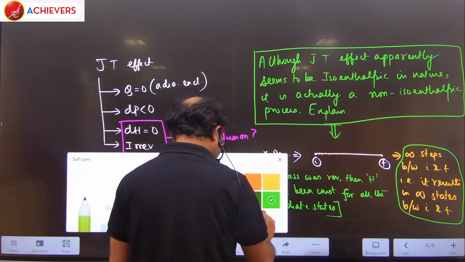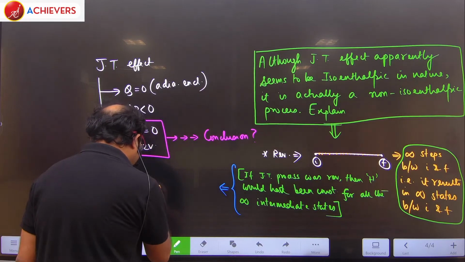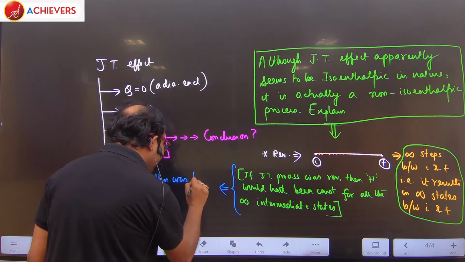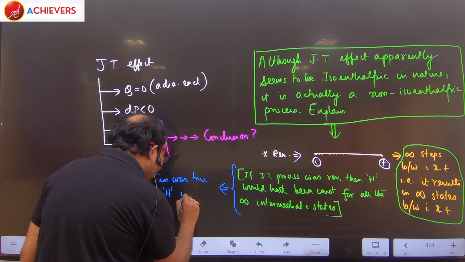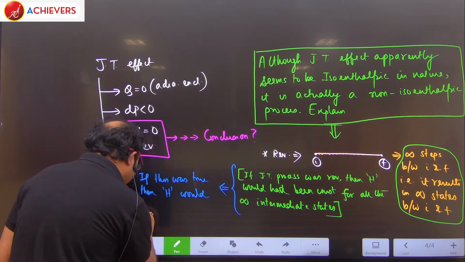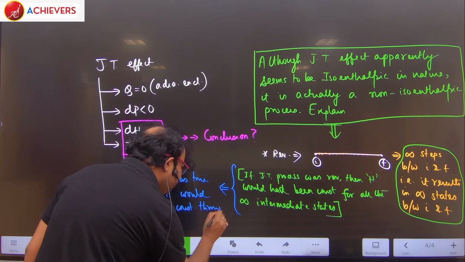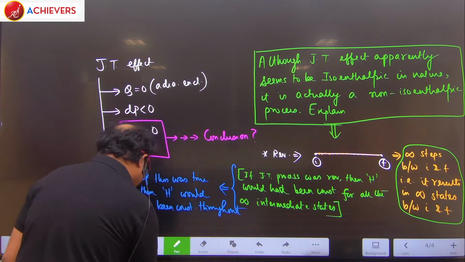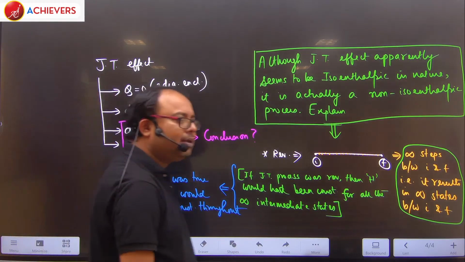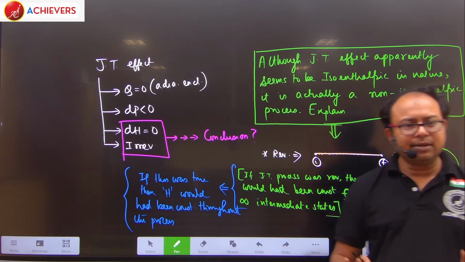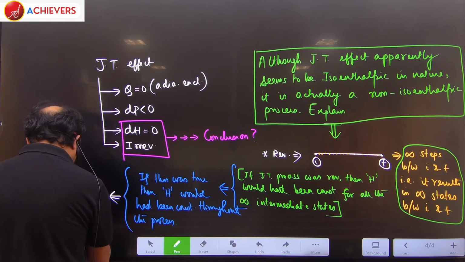So if this was true, then H would have been constant throughout the process, and thereby you can say that the process is truly isenthalpic.